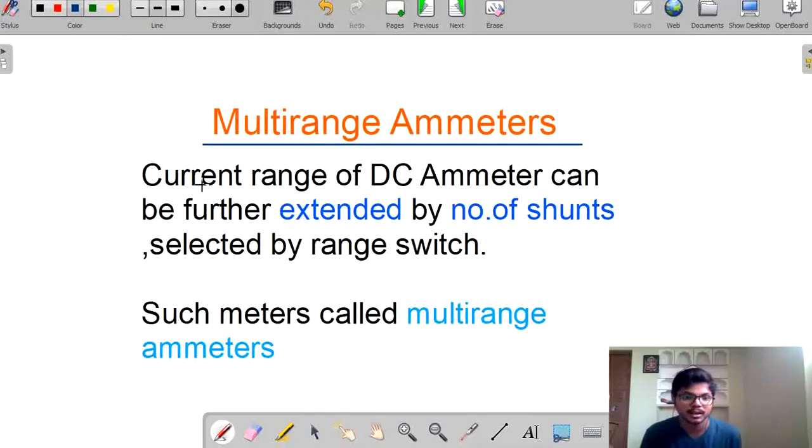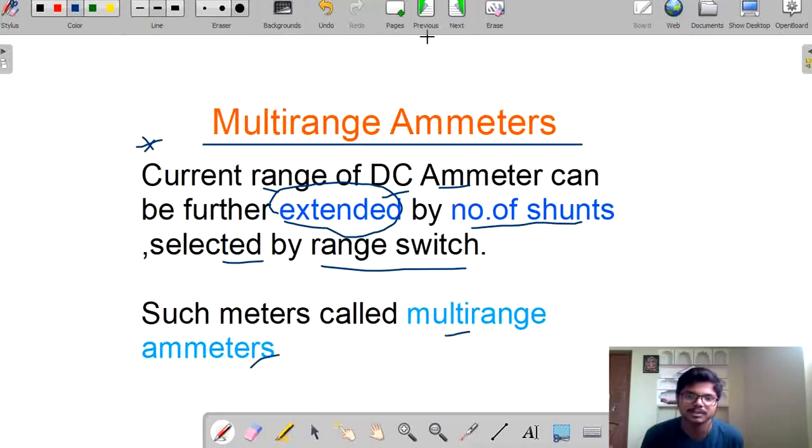Multi-range ammeter. The current range of a DC ammeter can be further extended by a number of shunts selected by a range switch. I will explain this statement in detail. Such meters are called multi-range ammeters.